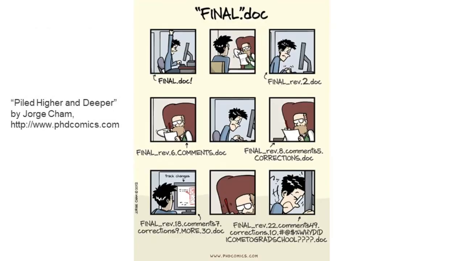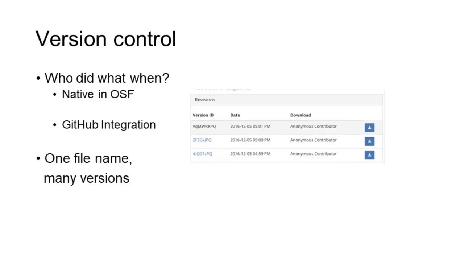The next feature I'm going to talk about is version control. Have you ever gotten horribly confused about what the latest version of your document is after emailing things back and forth with collaborators? If so, you'll love OSF's version control feature. OSF's version control feature tracks who did what when, and also interfaces nicely with more complex version control systems like Git and GitHub. Every time you make a change to a file in OSF, the version control feature archives a hidden instance of the previous version called a revision, but you only see one file in your directory.